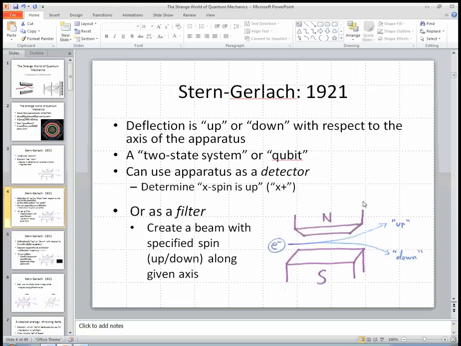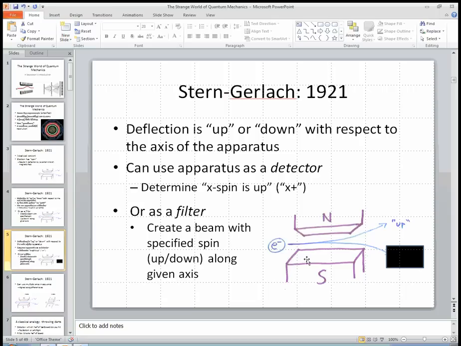We can also use it as a filter. It's very easy to do that. We can create a beam with specified spin in the x direction, either x plus or x minus, along this x-axis by just doing this. Just put some sort of thing to block the electron beam here, then this beam will be pure up electrons. It will be things where the x spin is up.